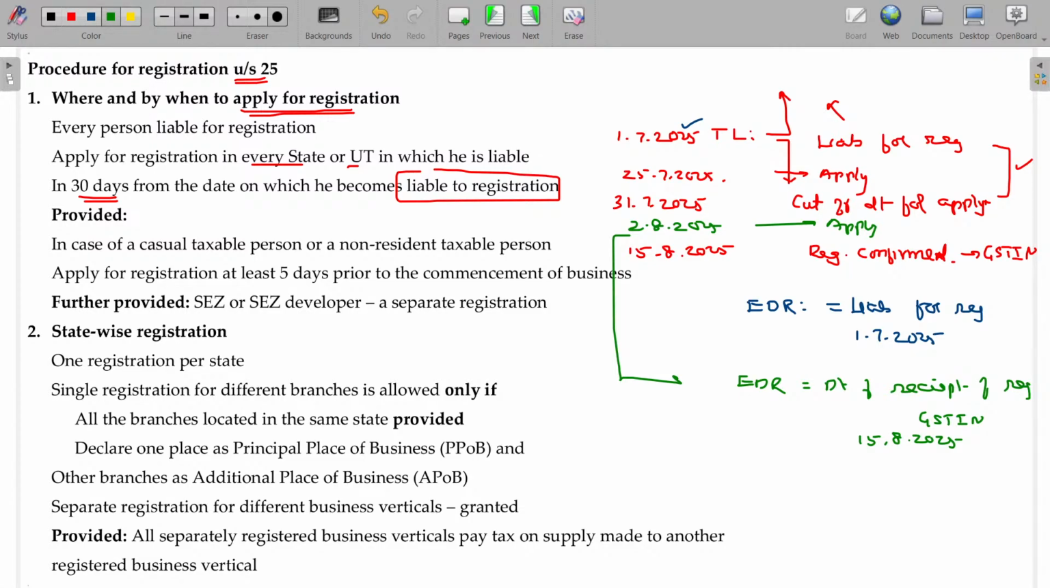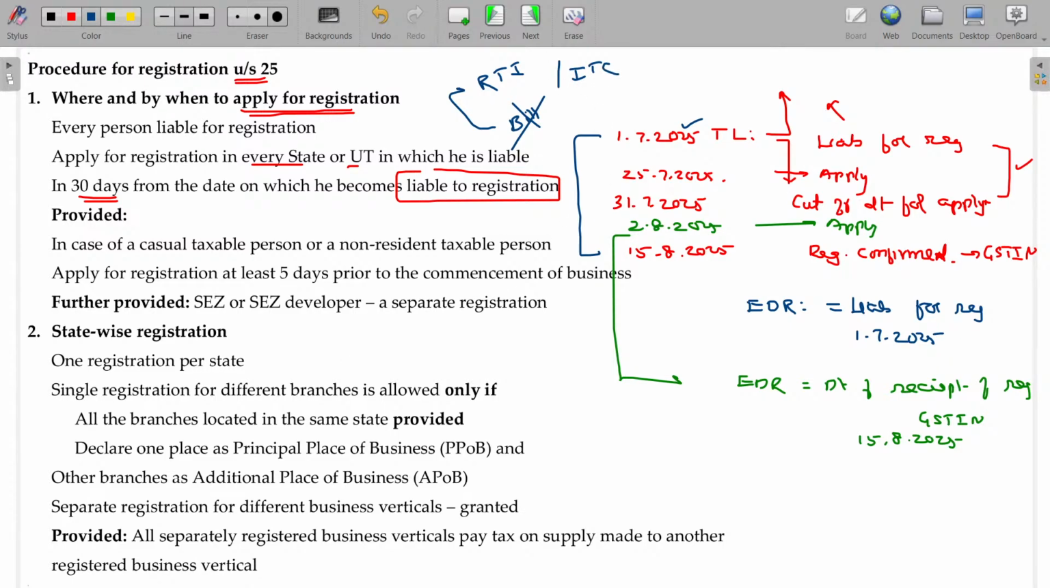If you applied within the stipulated date mentioned in the registration act, this section 25, for this period, whatever invoice you raised is nothing but a bill of supply. Instead of this bill, now you can issue the tax invoice. This is called revised tax invoice. Clear? And you are eligible for the ITC also.